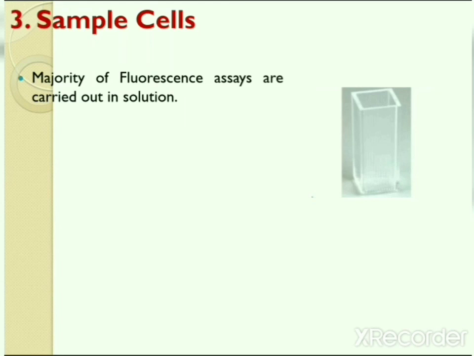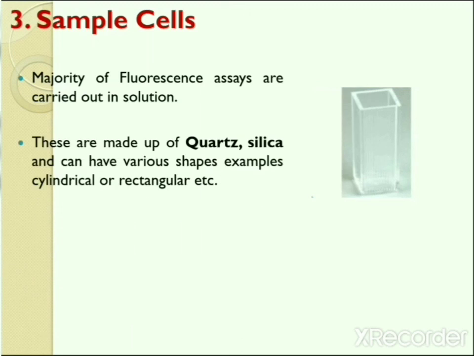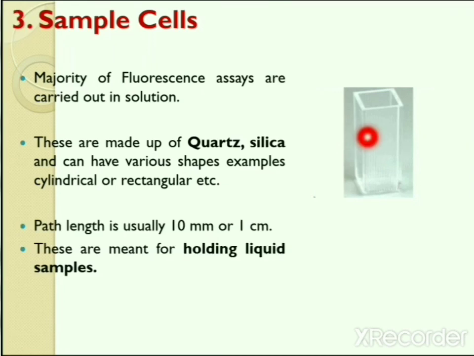Majority of fluorescence assays are carried out in solution. That's why sample cells are designed to hold the liquid sample. Sample cell used in fluorimeter are cuvettes. These are made up of quartz and silica. Cuvettes are designed in various shapes, for example, cylindrical and rectangular. Width of the cuvette denotes path length. Path length is usually 10 mm or 1 cm.